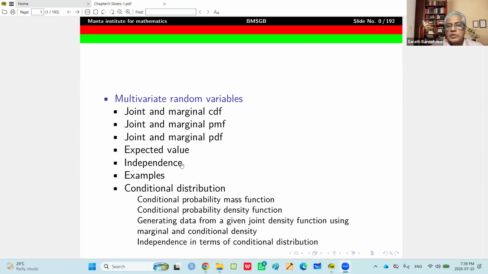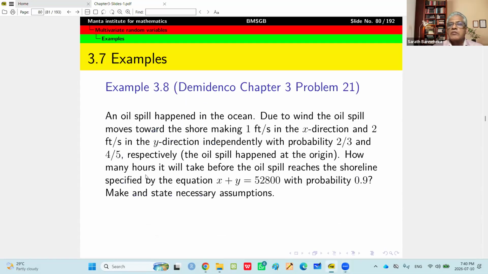In today's lecture, I'm going to continue from there. First, I will look at some examples which use the stuff that we have discussed so far. And then we will also look at a new topic called conditional distribution. So as usual, this lecture will be broken into 2 or 3 videos, totaling about 3 hours. Right. So let's start with the examples.